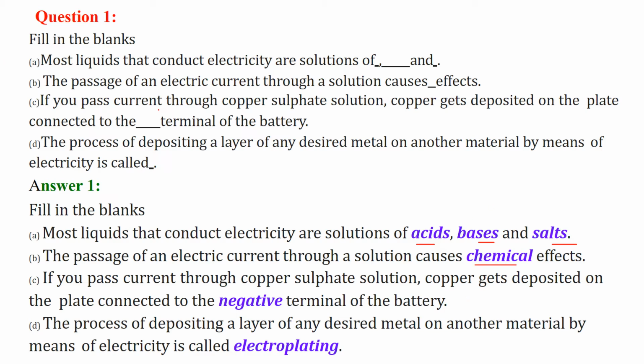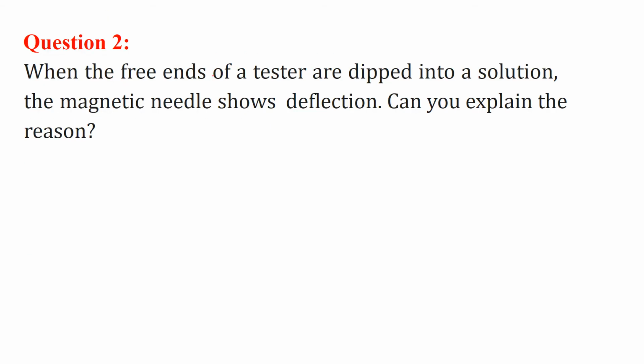If you pass current through copper sulfate solution, that is CuSO4, copper gets deposited on the plate connected to the negative terminal of the battery. The process of depositing a layer of any desired metal on another material by means of electricity is known as electroplating. When the free ends of the tester are dipped into a solution, the magnetic needle shows deflection.